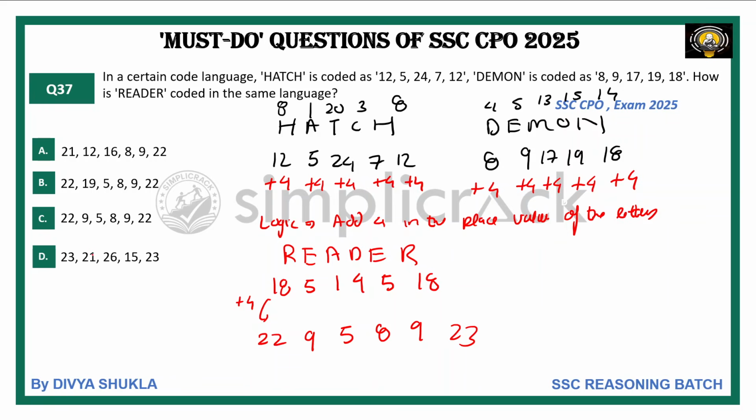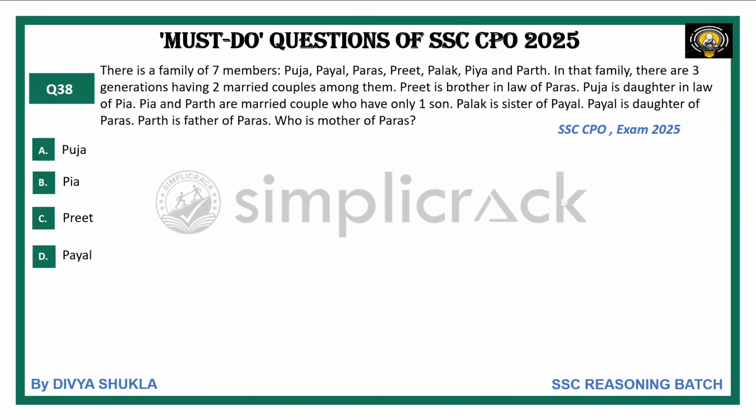So option, wait a minute, 22, 9, 5, 8, 9 and 23. I think some option. Actually, this is 22 actually, not 23. This should be 22. Okay. So 22, 9, 5, 8, 9, 22. Option C is the correct answer for this question. Let's see the next question.